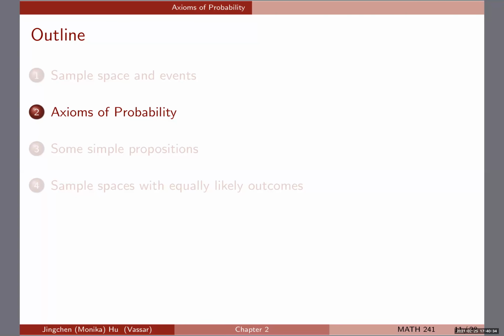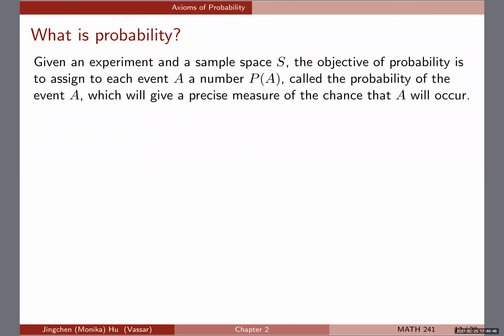Okay, now we know sample space, events, as well as those set rules, the operations. We're ready to talk about axioms of probability. To get us started, I actually want to talk first about what a probability is and different interpretations of understanding probability.